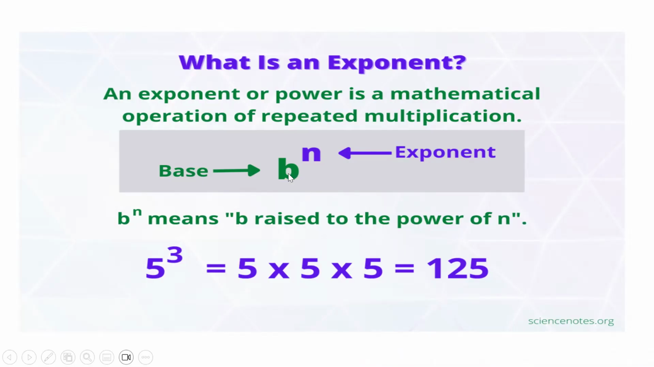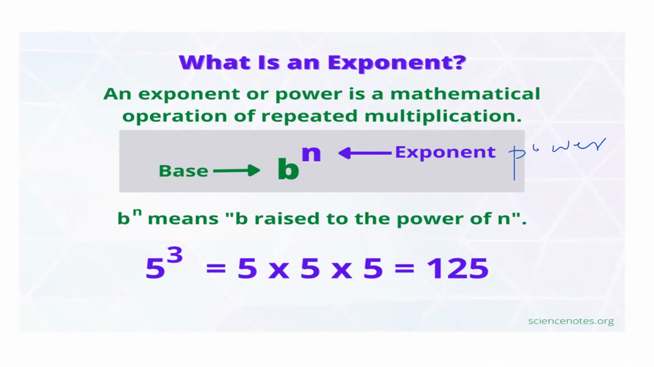Now, b is called the base, and n is the exponent. Now, sometimes the exponent is called the power. So if you see power or exponent, it's the same thing. So the n is our exponent. And to say that, we say b raised to the power of n, or b raised to the power n.